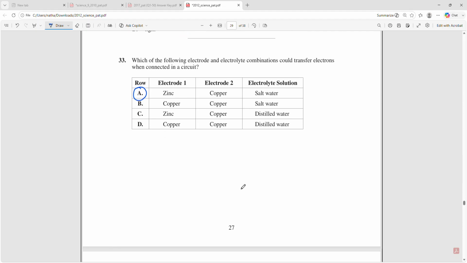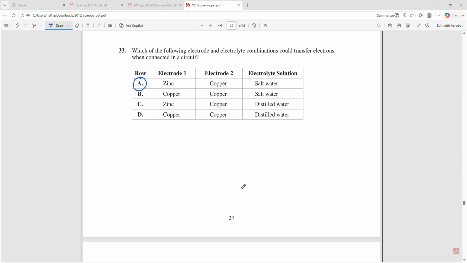Okay, next question. Which of the following electrode and electrolyte combinations could transfer electrons when connected in a circuit? We cannot have two copper electrodes. If they're the same metal, that's no good. So zinc and copper, that's good. It's going to be either A or C. And we have the options of salt water or distilled water. We need an electrolyte solution. Distilled water does not have any electrolyte in it, it's just pure water. Salt water is going to be an ionic solution, and that is important to have our battery work. So our answer is A.